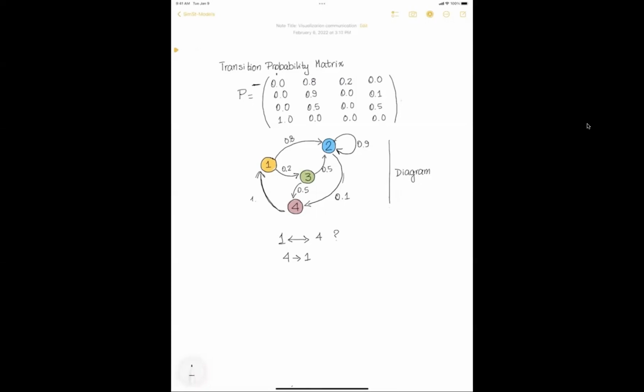So indeed, there is at least one way in which we can go. Of course, there are other ways. We could go through 3 and then to 5 and so on. So we can also go from 1 into 4. So it means that, yes, these two states communicate.